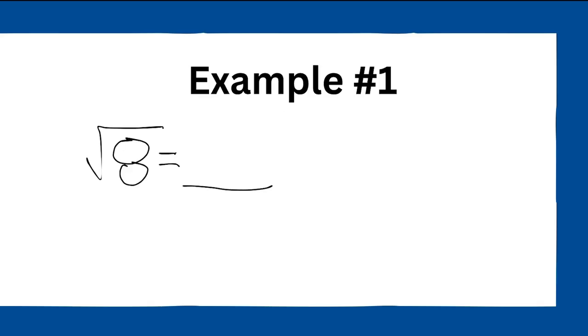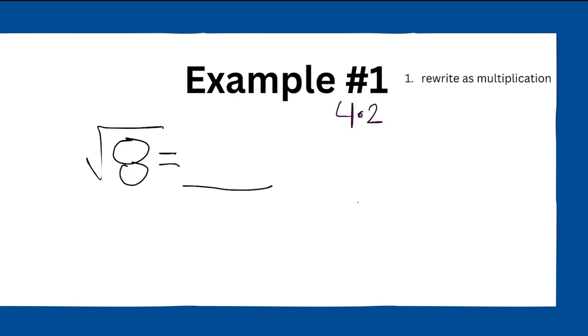Alright, so I have example number 1. I have the square root of 8. I know I can break this down into smaller values. So I would rewrite this as a multiplication. So I have 4 times 2. Then for the second step, I want to write it as a square root. So I'm going to put this multiplication under the square root. So I have the square root of 4 times 2.